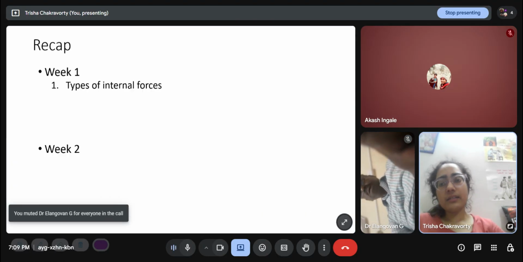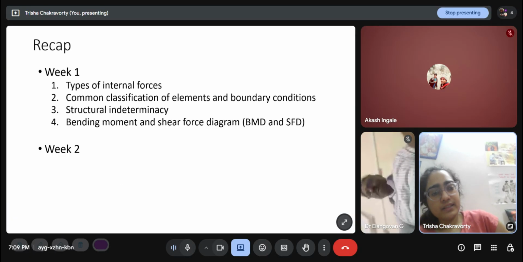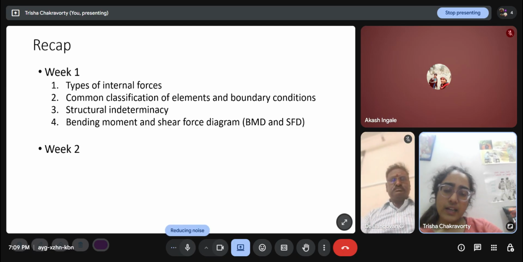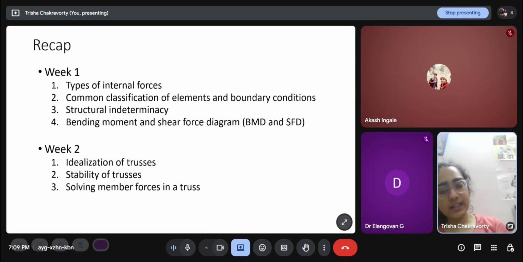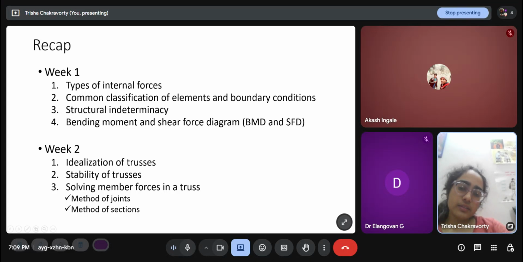Okay, and the main topic of week 1 was bending moment and shear force diagram, BMD and SFD, which, as I've said before, is the force or stress type response developed in a beam. Similarly, in week 2, we looked at the force or stress type response in a truss. So first, we have to idealize the truss and see whether the truss is stable. And once we know that, we can solve the member forces in a truss using method of joints or method of sections, and we can find out the axial force developed in each member of the truss. Similarly, in BMD and SFD, we find the bending moment and shear force profile along the length of the beam. So that is all related to the force or stress type response in these two elements.